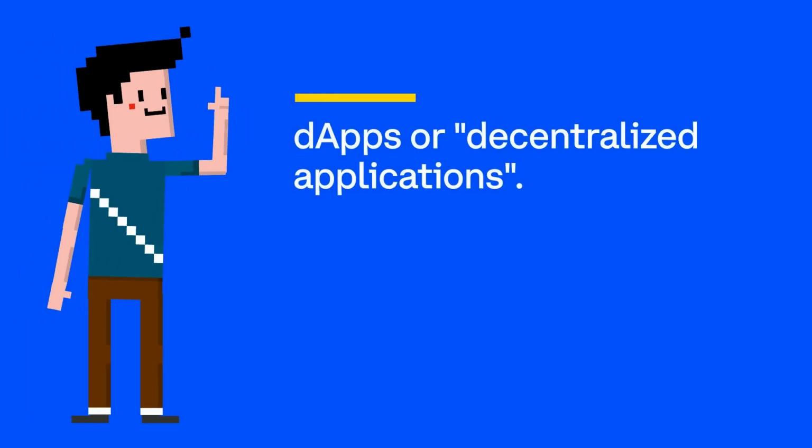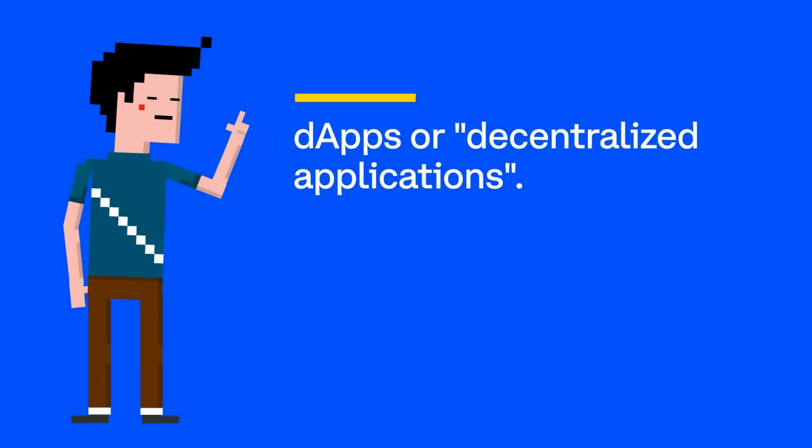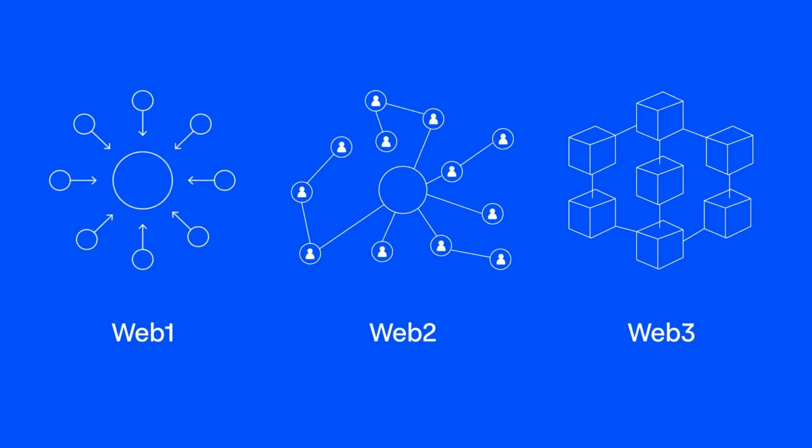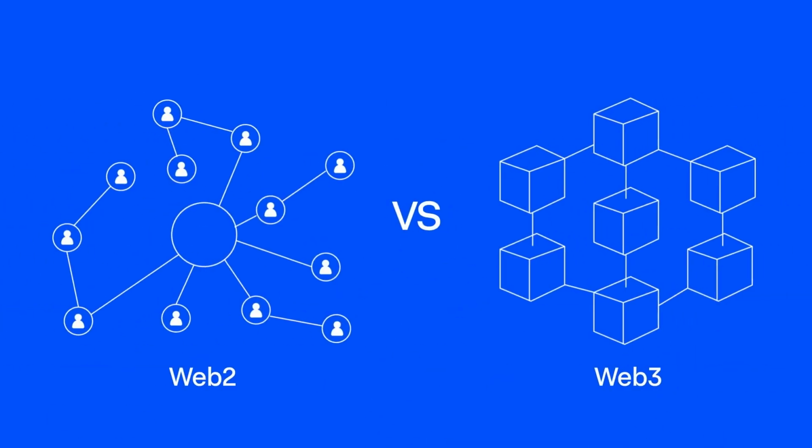Let's talk about how developing Web3 applications, also known as dApps or decentralized applications, is different from developing the Web2 applications we're used to building. First, we'll review what we mean by Web 1, Web 2, and Web 3. Then we'll compare the architecture of a Web 2 app to a Web 3 dApp.